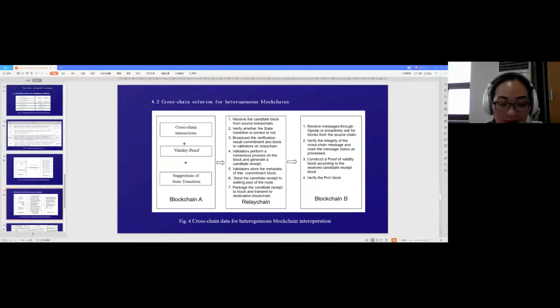After the validators on the relay chain perform a consensus process on the candidate block, it will generate a candidate receipt and forward it to the destination blockchain in block form. And on the destination chain, the validators construct a proof of validity block and verify this POV block.